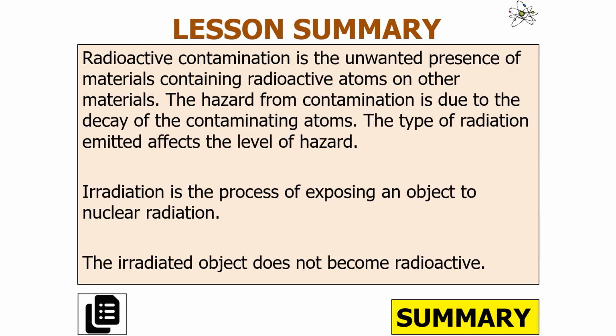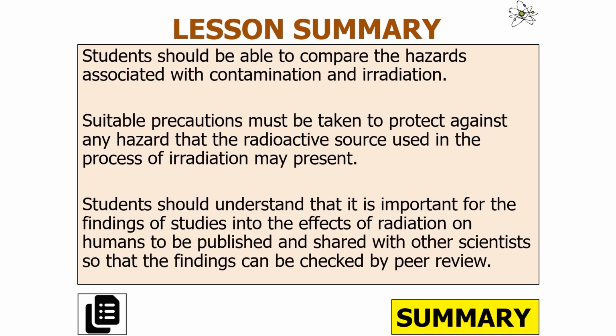Now, radioactive contamination is the unwanted presence of materials containing radioactive atoms on other materials. The hazard from contamination is due to the decay of contaminating atoms. The type of radiation emitted affects the level of hazard, and irradiation is the process of exposing an object to nuclear radiation. The irradiated object does not become radioactive, so you should be able to compare the hazards associated with contamination and irradiation, and understand that suitable precautions must be taken to protect against any hazard that the radioactive source used in the process of irradiation may present.